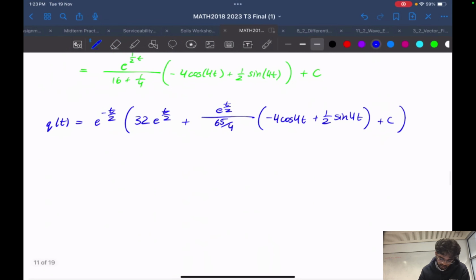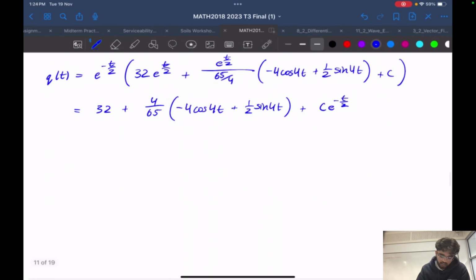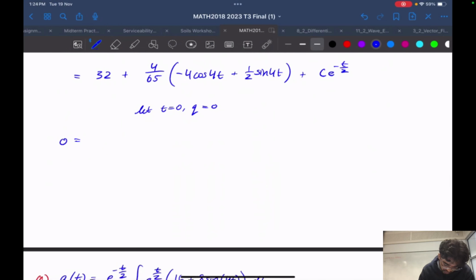Now expanding everything out, you just get 32 plus 4 over 65 times minus 4 cos of 4t plus a half sine of 4t, plus c e to the power of minus t on 2. Now to find c, we just let t equal to 0, therefore we let Q equal to 0. So you get 0 is equal to 32 plus 4 over 65 times minus 4 plus 0 plus c.